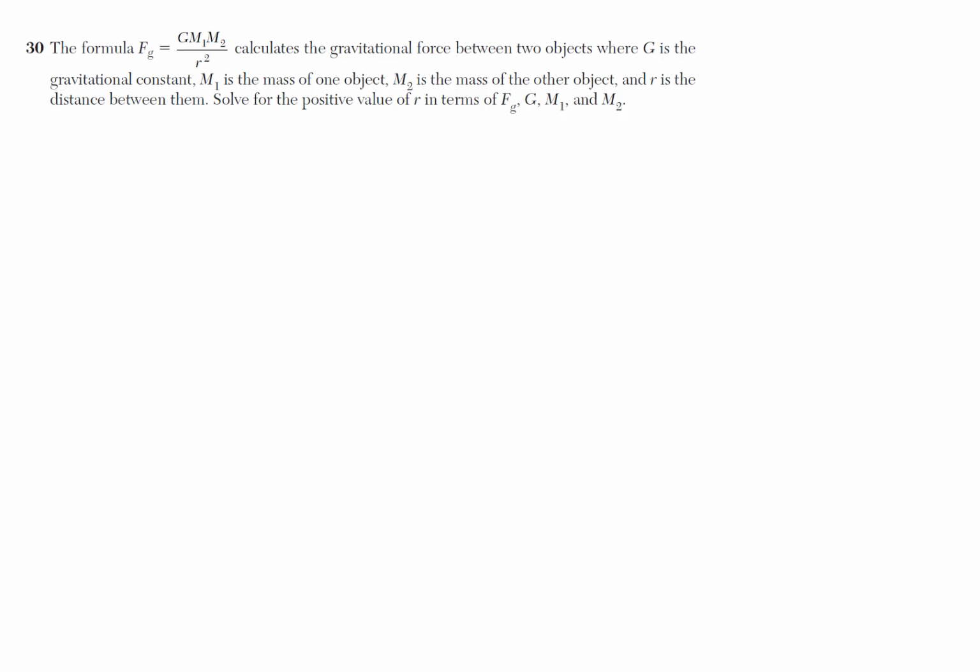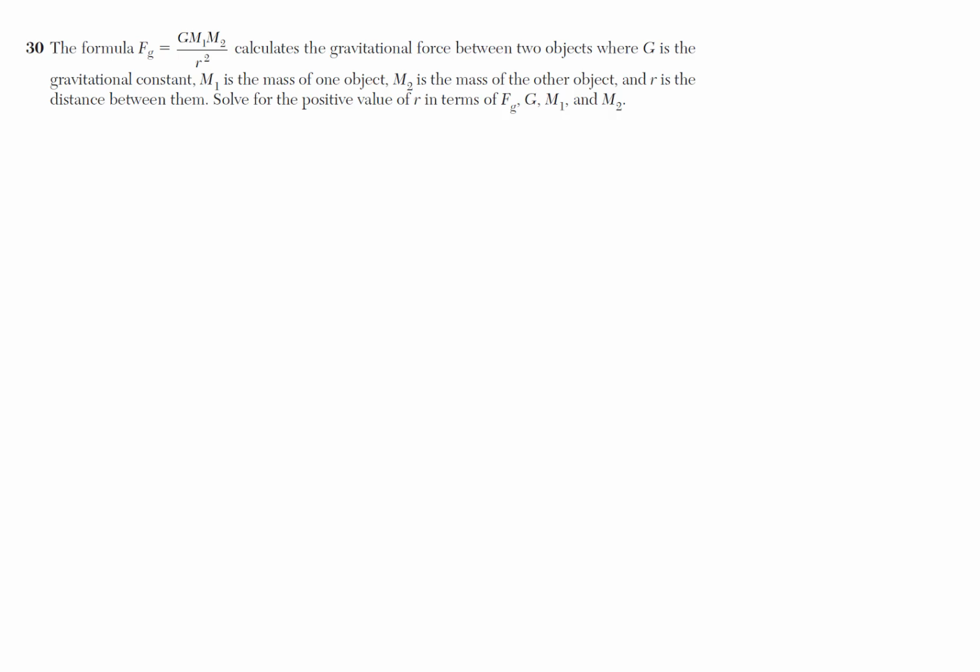This question is from the January 2018 Regents, Part 2, question number 30. The formula F sub g is equal to G m sub 1 times m sub 2 divided by r squared calculates the gravitational force between two objects, where G is the gravitational constant, m sub 1 is the mass of one object, m sub 2 is the mass of the other object, and r is the distance between them.